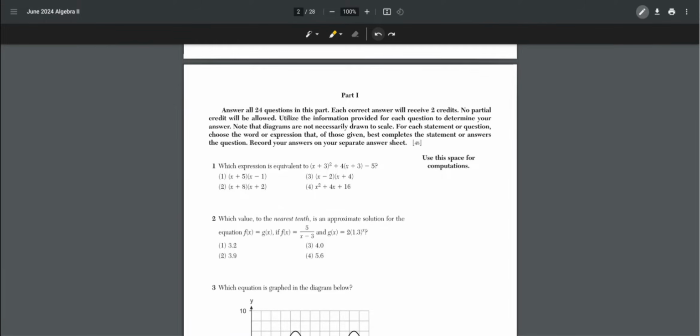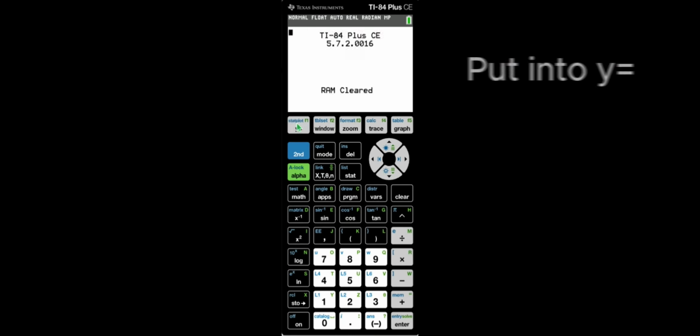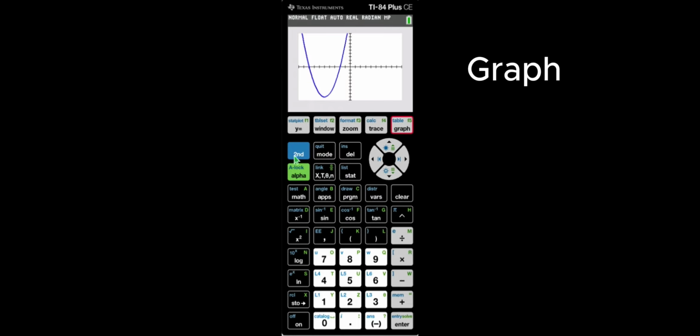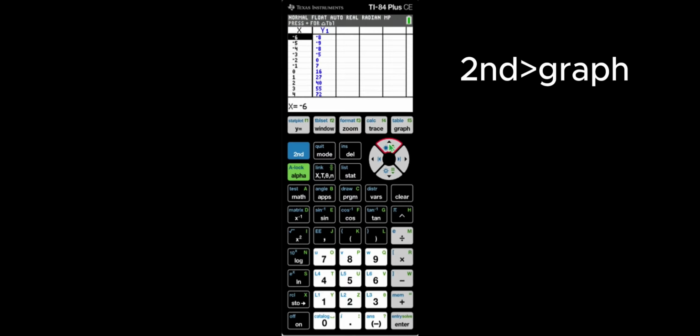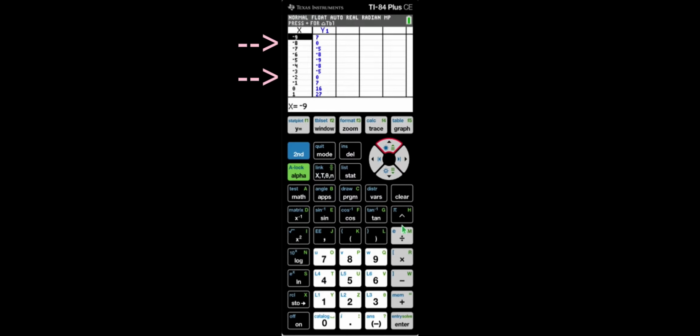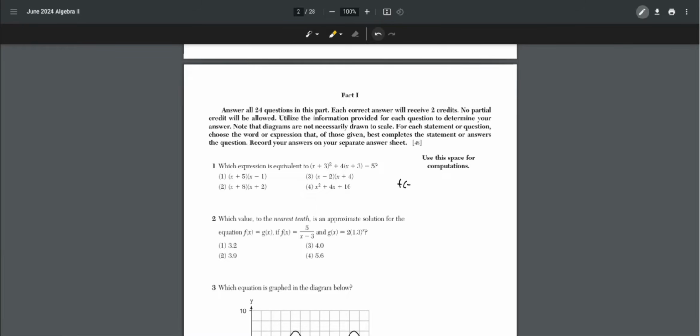Which expression is equivalent to x + 3 squared + 4 times x + 3 minus 5? What we can do is put this into the calculator and look for the zeros. Remember, the zeros are values of x which make y 0. As you can see, -8 and -2 are the zeros. In factored form, this would be x + 8 times x + 2, which is choice 2.